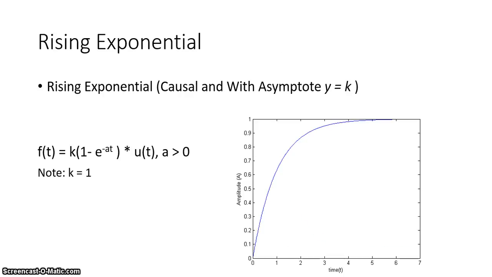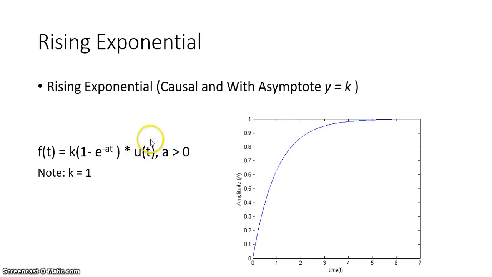Now let's take a look at the rising exponential. With the rising exponential, we're going to make this causal, and in this case the asymptote is y equal to k. What the asymptote means is it's approaching a certain value. Again, we're doing continuous time. So f of t is equal to k times the following quantity, 1 minus e raised to the negative at, times u of t, the unit step.